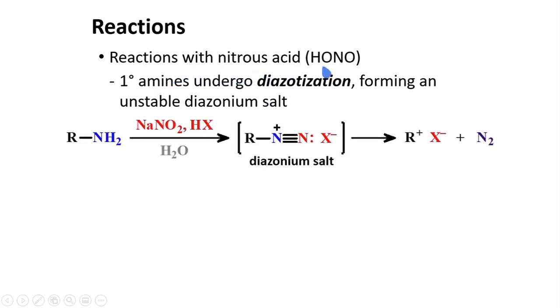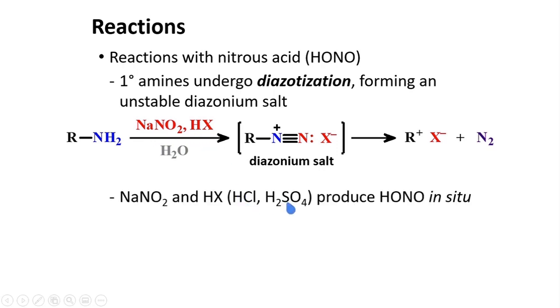Amines react with nitrous acid and they will undergo diazotization. The reagent here is sodium nitrite and an acid such as HCl or sulfuric acid, which are needed to produce nitrous acid in situ. This active reagent can produce a diazonium salt when reacted with an amine. For the case of primary amines, this diazonium salt is unstable and readily forms nitrogen plus a reactive carbocation. Thus, this reaction is not useful in organic synthesis.